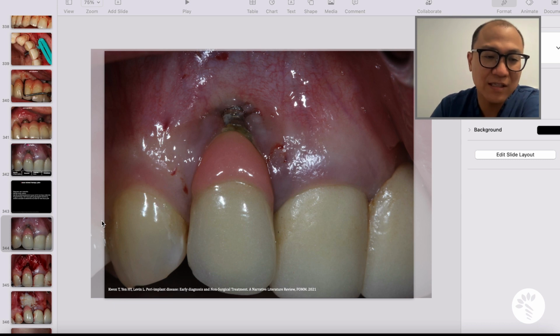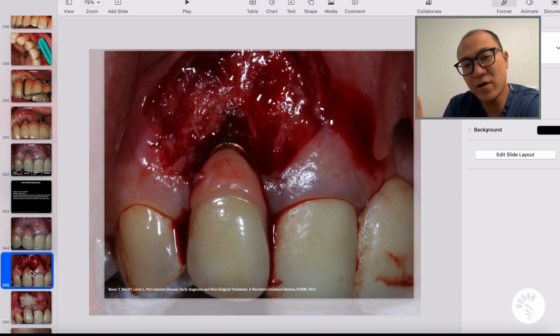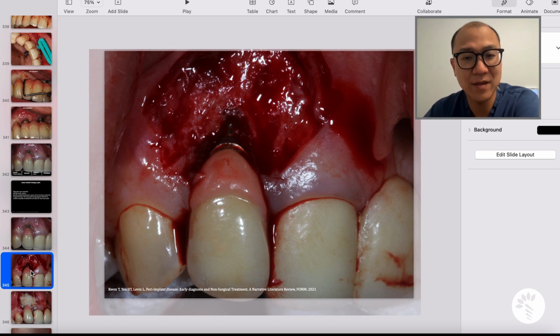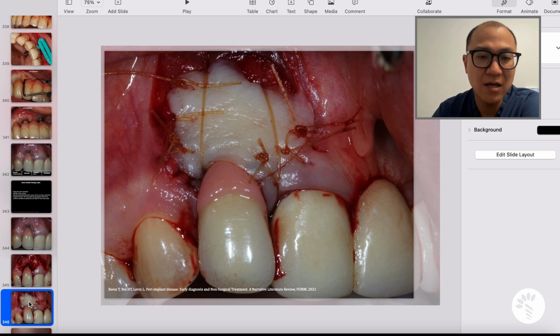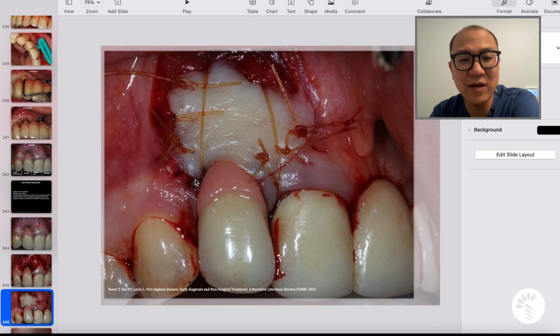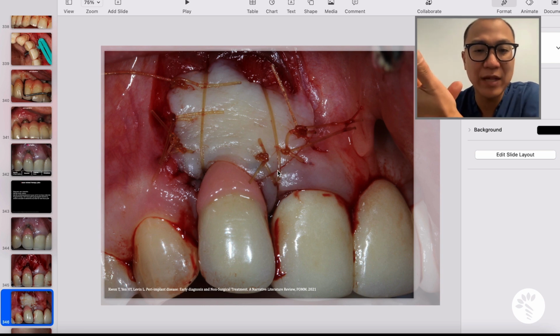So the way I approach this case is, first, I prepare the recipient bed like I'm doing with free gingival graft surgery. After I remove the epithelium around the implant, I gently clean around the implant threads with saline and a scaler. Then I take a free gingival graft from the palatal donor site and place it over the area, stabilize the graft with stitches, and you can also see what I call a compression suture, which adapts the graft against the implant tightly so that there's no dead space.